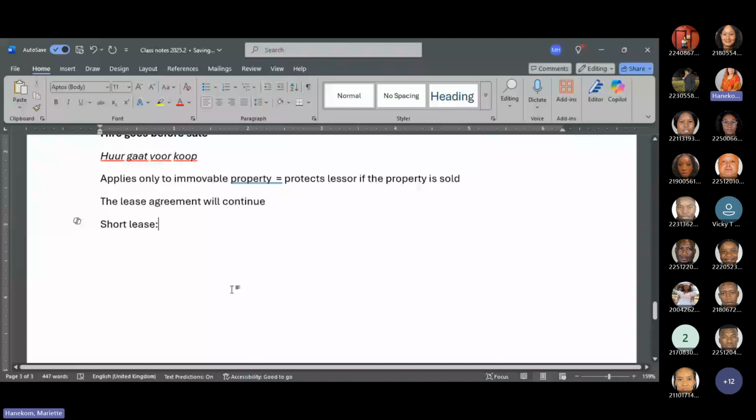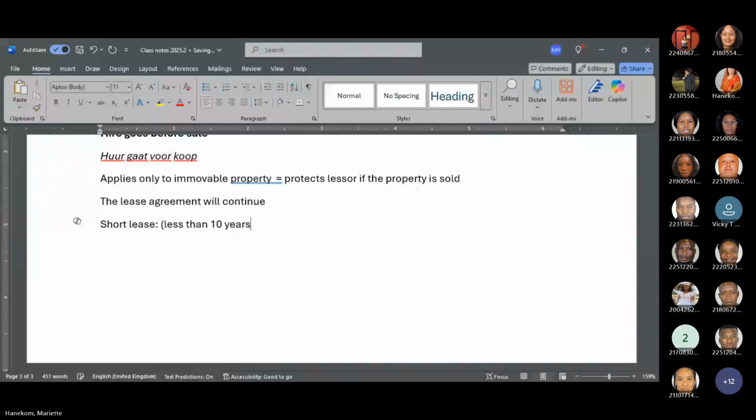A short lease is anything less than 10 years. Hire goes before sale will apply to a short lease if the lessee is actually in occupation of the property at the time of the sale. So is actually living in the property. If they have a lease agreement, but they aren't there at the time, they will not be protected. But if they are physically living there at the time, then they will be protected.